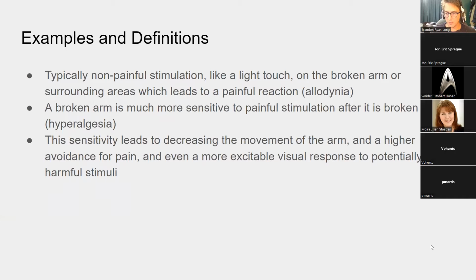So to get some examples out: if you have a broken arm, a light touch on your arm is not normally painful, but when you've broken your arm, that light touch is going to be painful. That's an example of allodynia. And an example of hyperalgesia is if I were to pinch an area where you have a burn. That pinch is normally painful and you'll usually jerk away from it, but in this case, you're going to make a much bigger reaction to that because you're already injured.